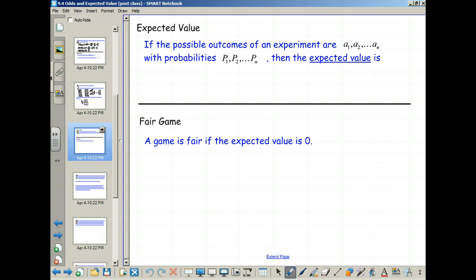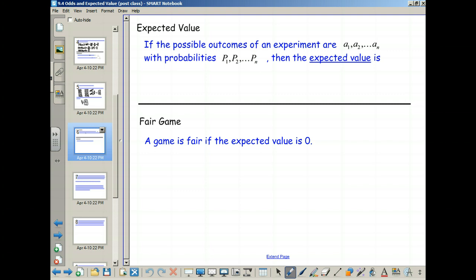So either it has outcomes heads or tails, or you roll the die and you get 1 through 6. Whatever the outcomes are, each of those has a probability, P1 through Pn. They each have their own probability. Now, a lot of the ones we've dealt with have had the same probabilities. If you roll the die, each one of their probabilities is 1/6.